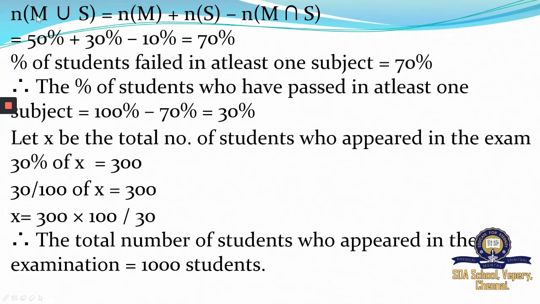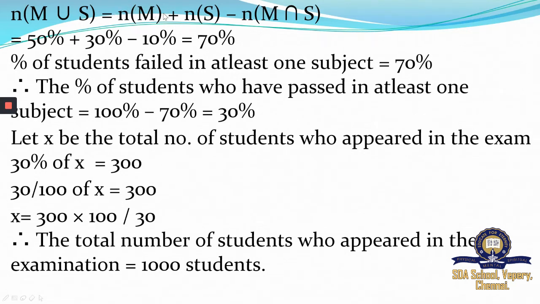Okay. Next. First of all, let us find the percentage of students who failed in at least one subject. How can we find? Okay, we have the formula. We have n of m union s is equal to n of m plus n of s minus n of m intersection s. So now we have found n of m to be 50%, n of s to be 30%, and n of m intersection s, those are the failures of both the subjects, am I right, to be 10%.